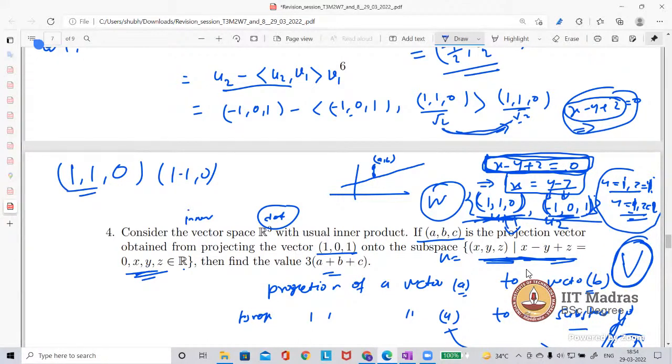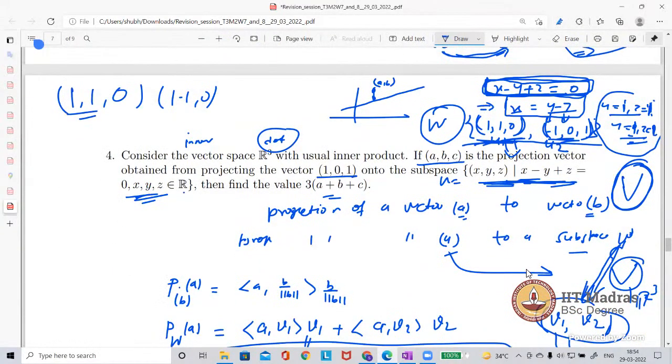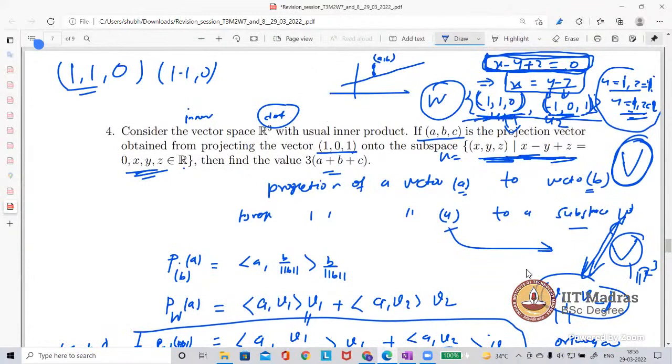So 1 upon root 2 into (1, 1, 0) and 1 upon root 2 into (1, -1, 0). These are orthonormal, right? That's the thing. If you are able to directly find that, that's very good. You can quickly find it, and you did that. So then can I use these vectors as well for finding the projection? But the two vectors are not orthogonal, right? Okay, that's your part.